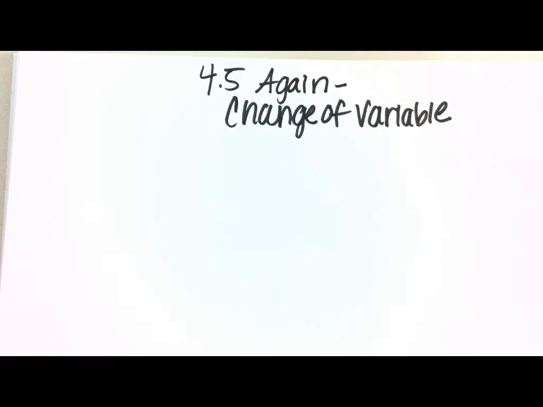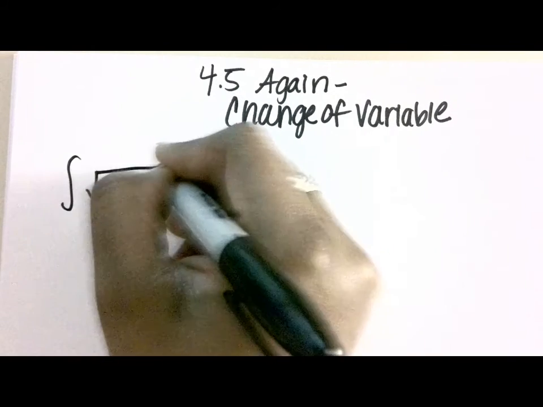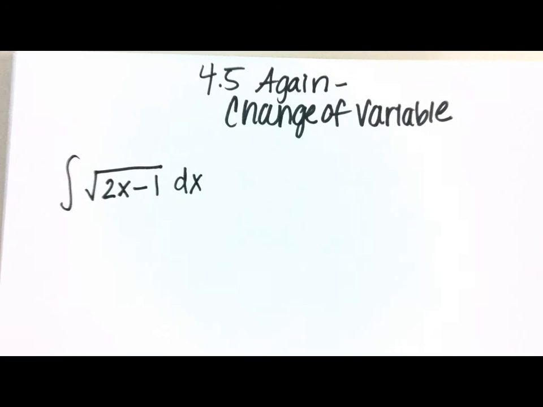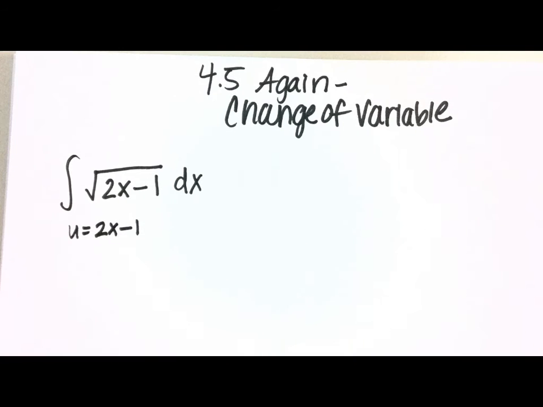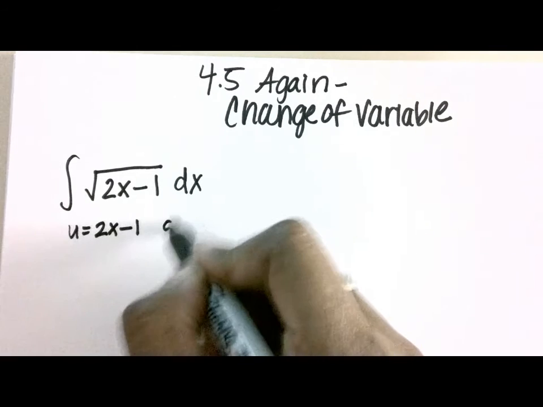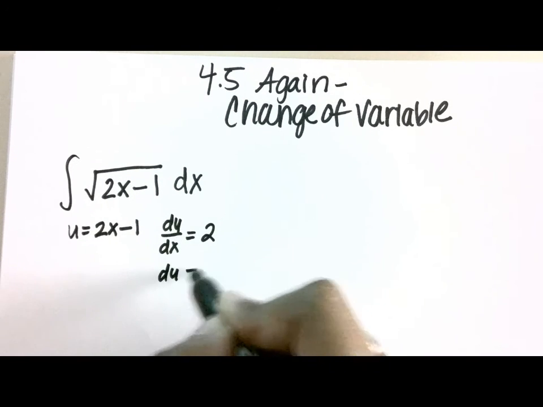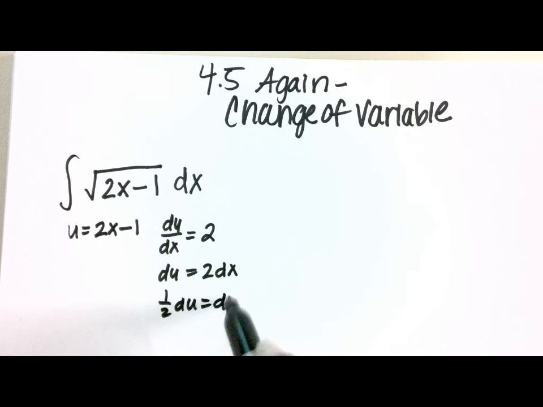Change a variable. Okay, so yesterday we learned how to integrate a thing within a thing, a function within a function. You can write this down if you would like. So u equals 2x minus 1, correct? And du/dx equals 2. du equals 2 dx, so 1/2 du equals dx, correct?